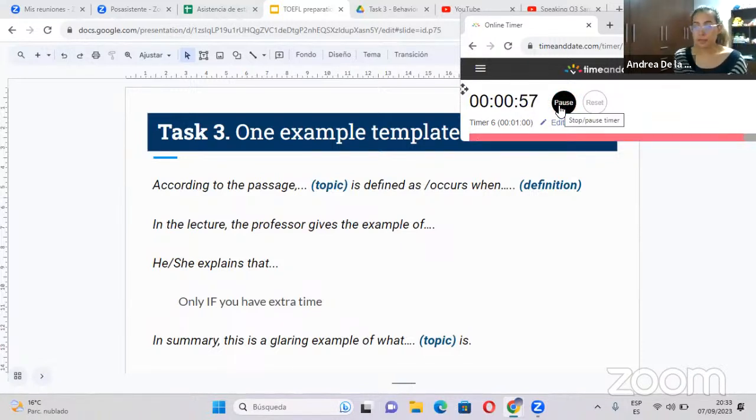According to the reading passage, behavior modification occurs when people change their behavior based on experience. In the lecture, the professor gives the example of kids in the classroom, and he explains that initially when kids are new, they don't know the rules of the classroom. Therefore, they may start misbehaving. As a result, the teacher could punish the student, and they learn what the consequence or the reaction from the teacher is when they misbehave.